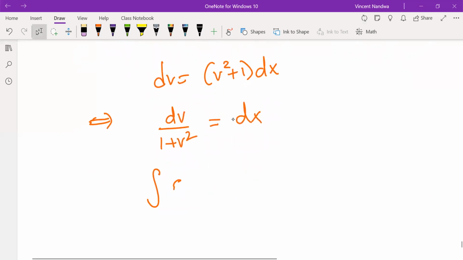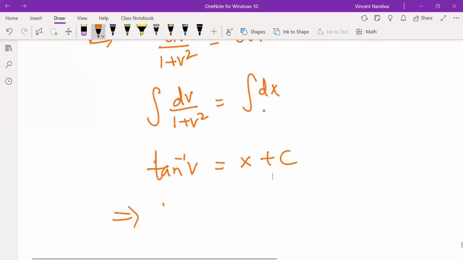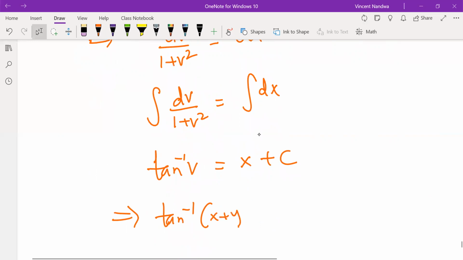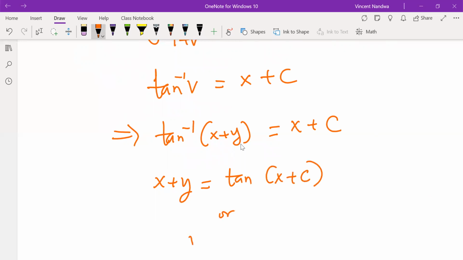So then integrating, we have the integral of dv over 1 plus v squared equals the integral of dx. The integral of dv over 1 plus v squared is tan inverse of v. Tan inverse of v equals x plus c. Which means that tan inverse, remember, v is x plus y, is the same as x plus c. Or we can say x plus y equals tan of x plus c. Or we can say y equals tan of x plus c, minus x. This would be the solution.